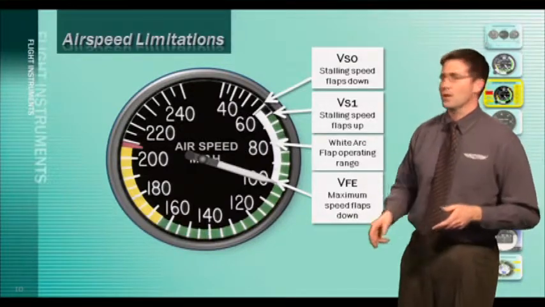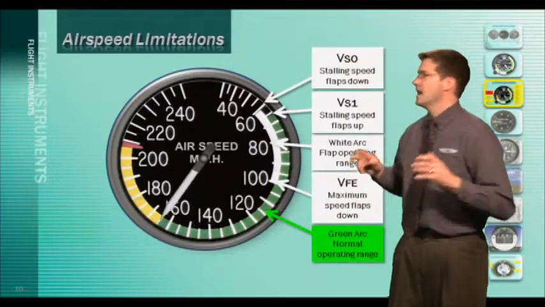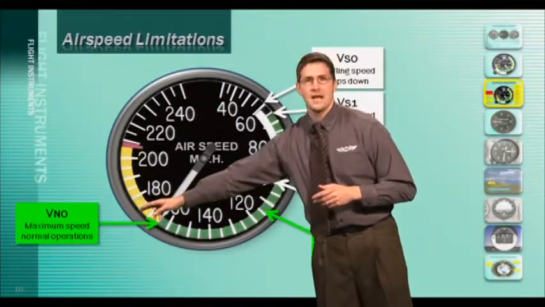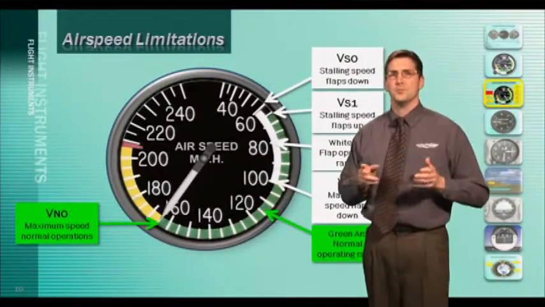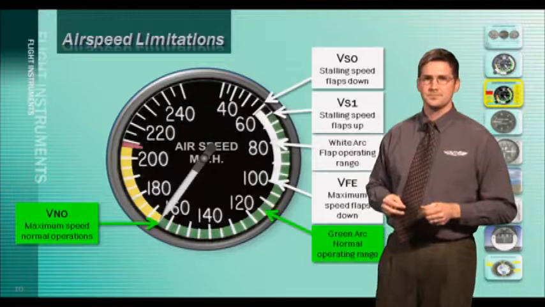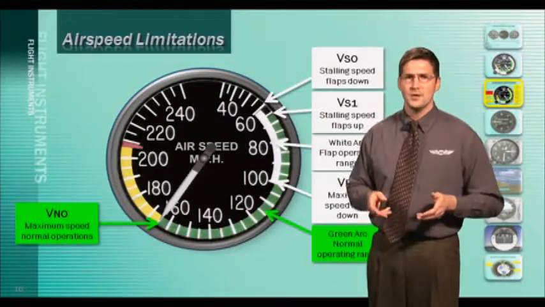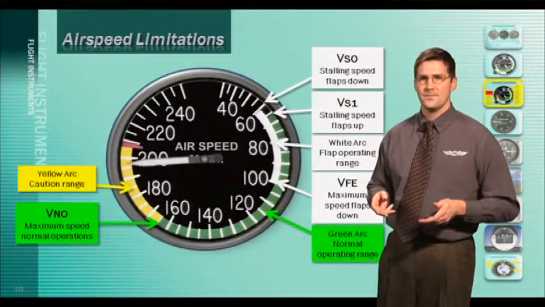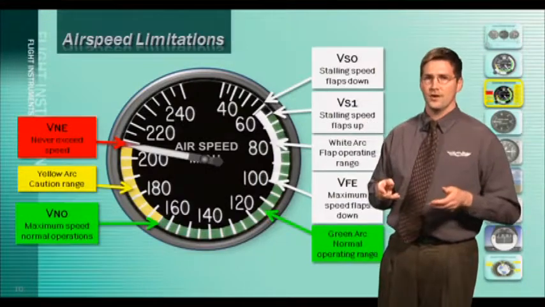Now, the green arc represents the normal operating range of the aircraft. At the top of the green arc is a speed called VNO. You can see that right here. That is really the highest allowable airspeed under most operating parameters. You may from time to time head into the yellow arc if the air is very smooth, but just like a street sign, remember that yellow means caution. Now, if the air gets bumpy, reduce your speed to a speed within the green arc.